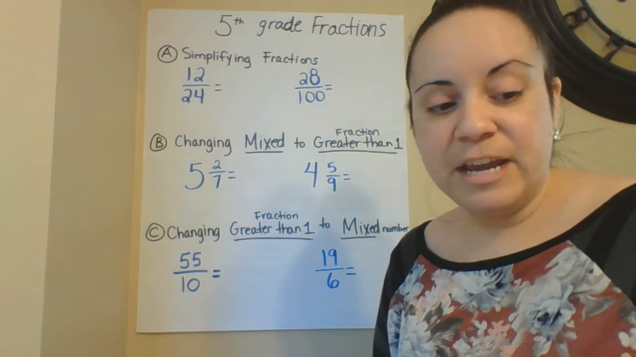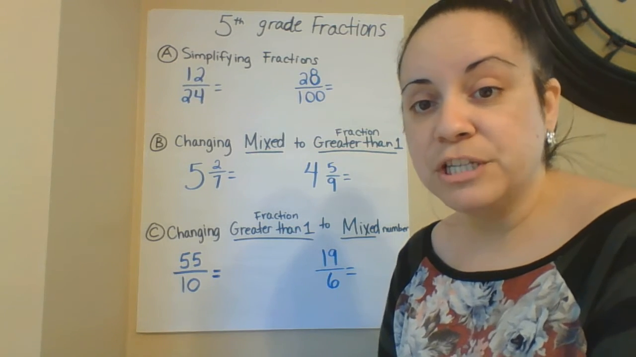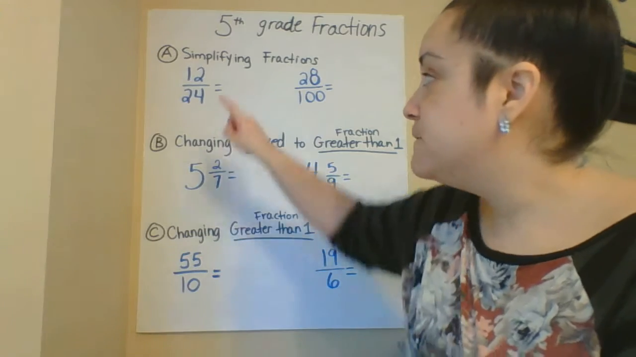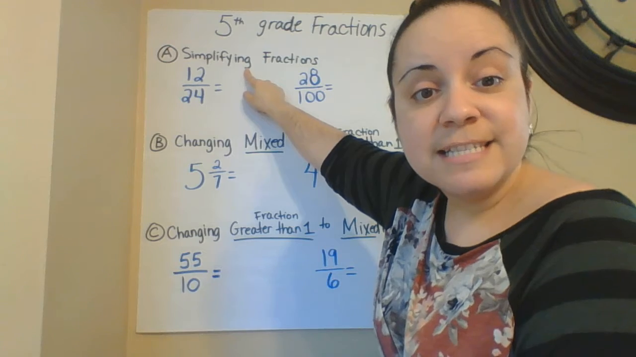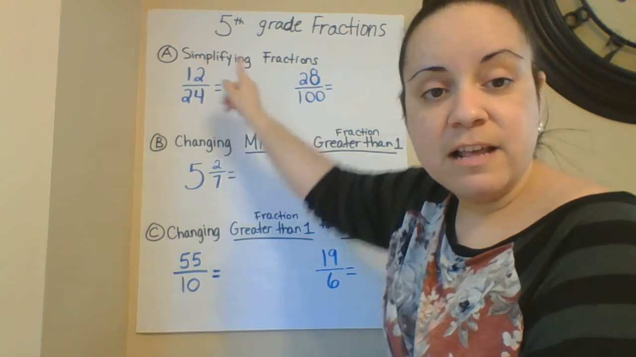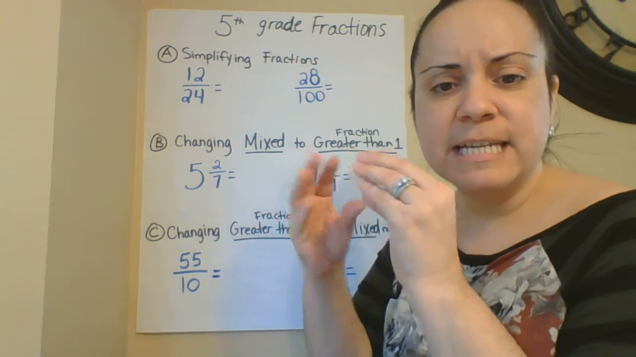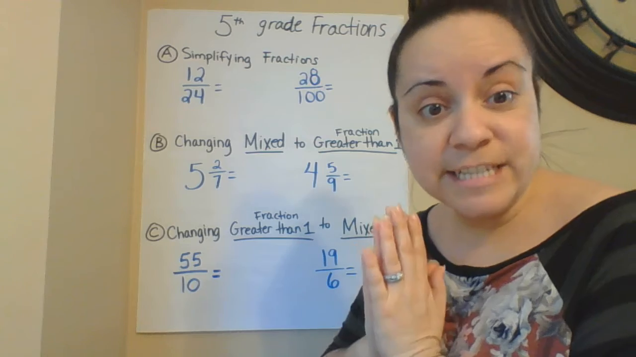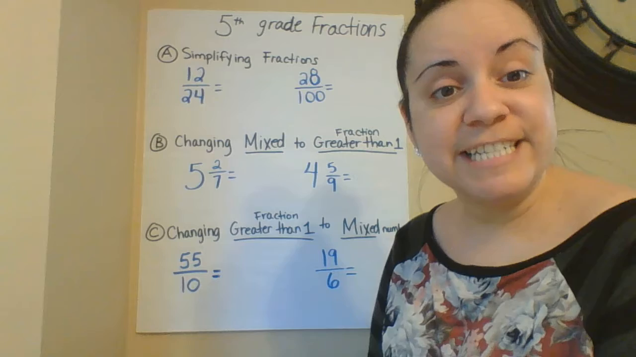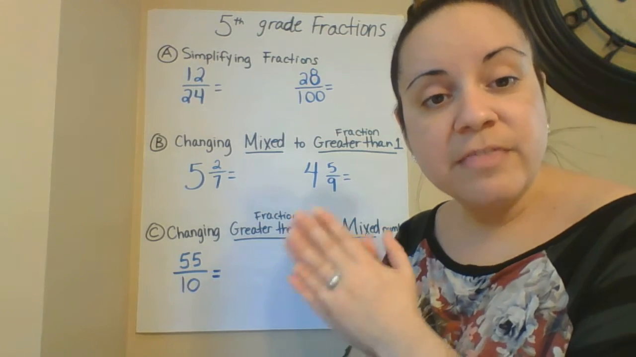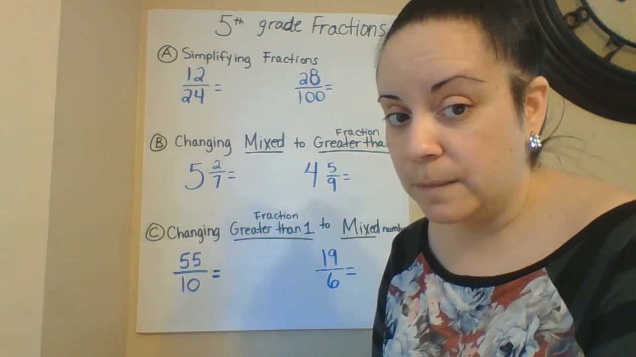Okay? Here we go. There are 3 different things that you need to know how to do with fractions. The first one is simplifying fractions. Can you say that? Simplifying fractions. That means taking a big fraction and making it smaller, but still equal. Even though the numbers may be smaller, they are still equal to each other. That's what we call simplifying, making it more simple.